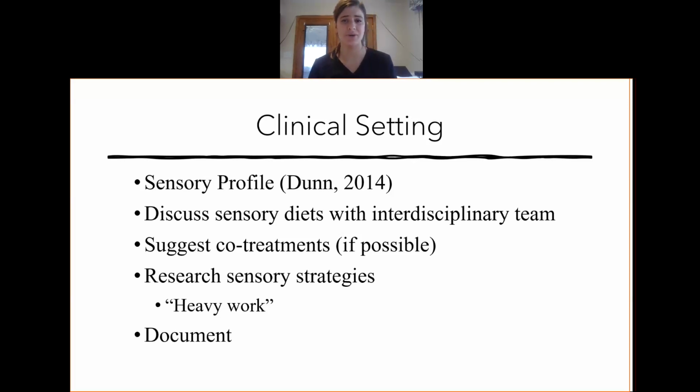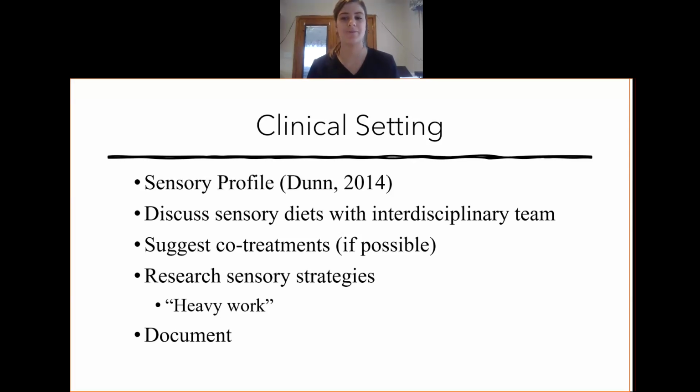Also, do some research on what is beneficial. In a clinical setting, you may hear the term heavy work. Heavy work is providing activities that promote stretching or compression of the joints or muscles. So activities such as pushing a cart full of weighted balls, performing animal walks, propelling yourself on a scooter. Those are all known as heavy work.